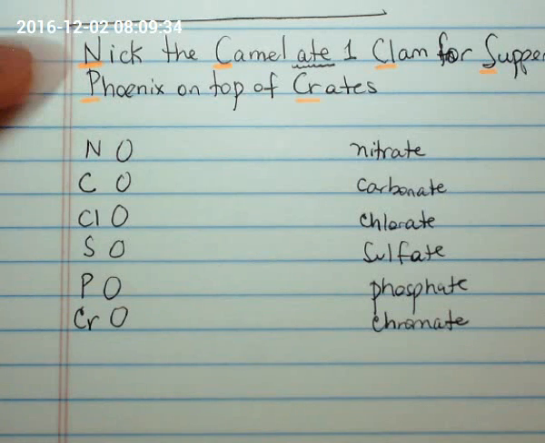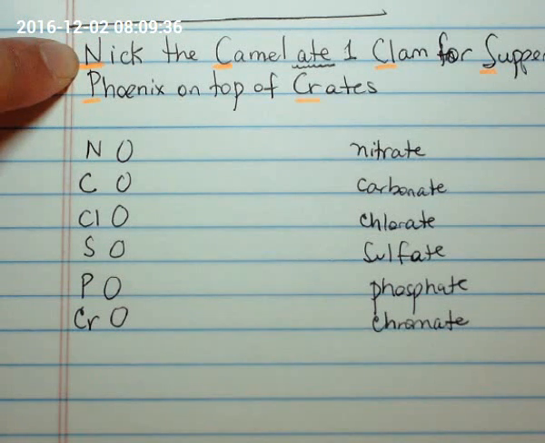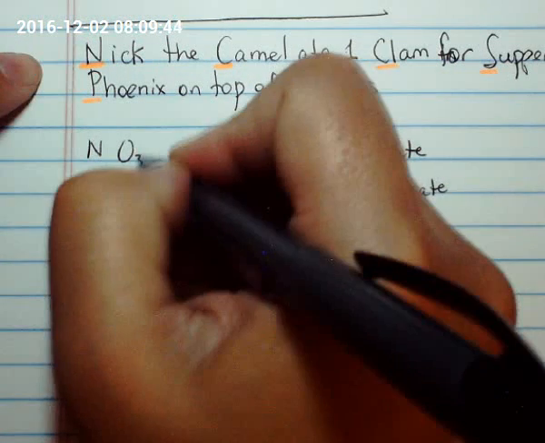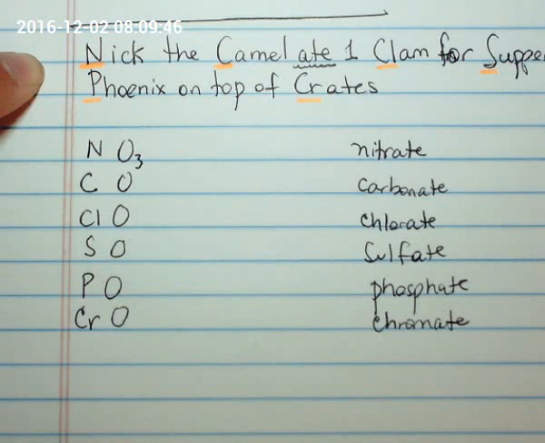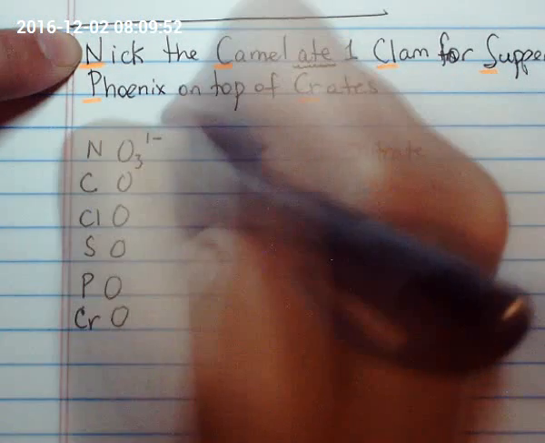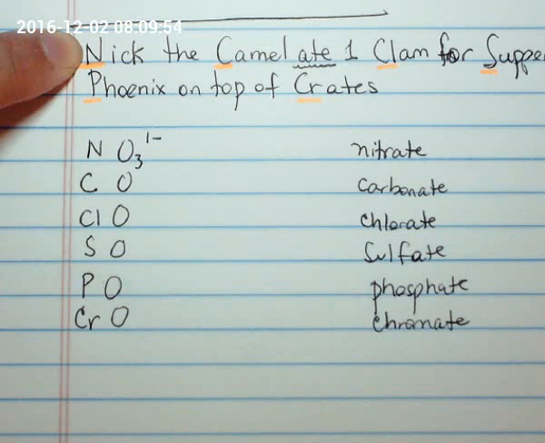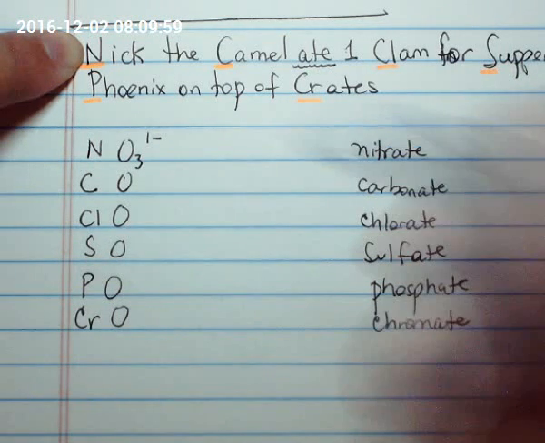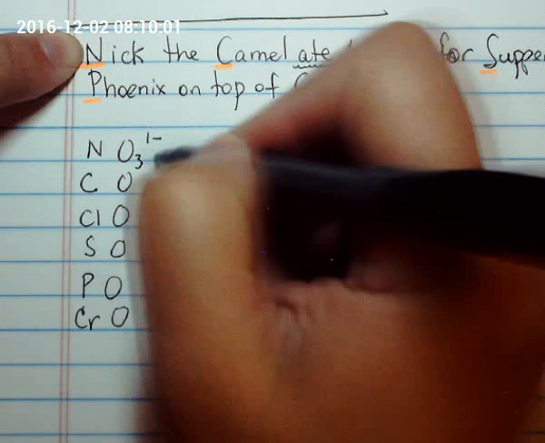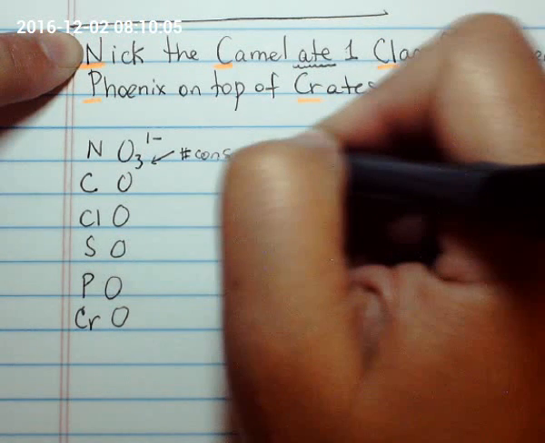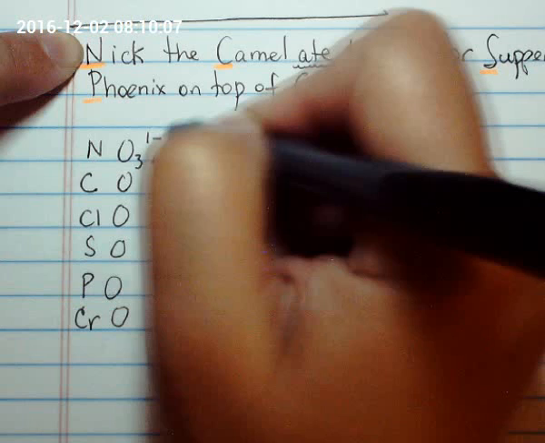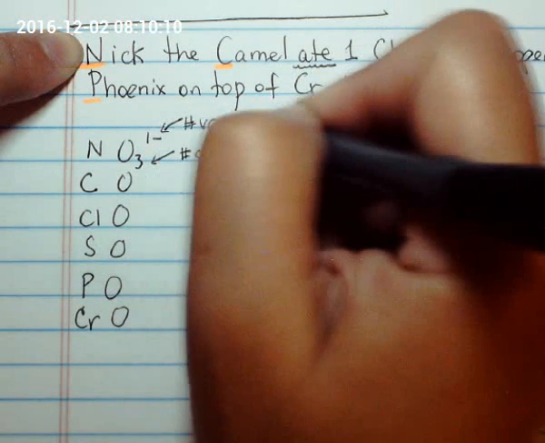All right. Okay, so let's take a look here at the word Nick. Start by counting the consonants. How many consonants do you see in the word Nick? 1, 2, 3. That's the number that you put on the oxygen. How many vowels do you see? 1. That's the charge. And all of these were negative, right? So it's NO3 1 minus. That's nitrate. So again, the little number down here is the number of consonants in the word. The number up there is the number of vowels.